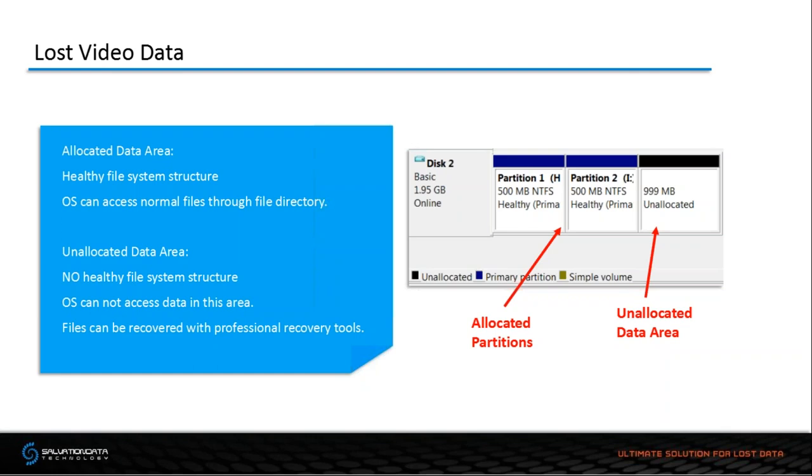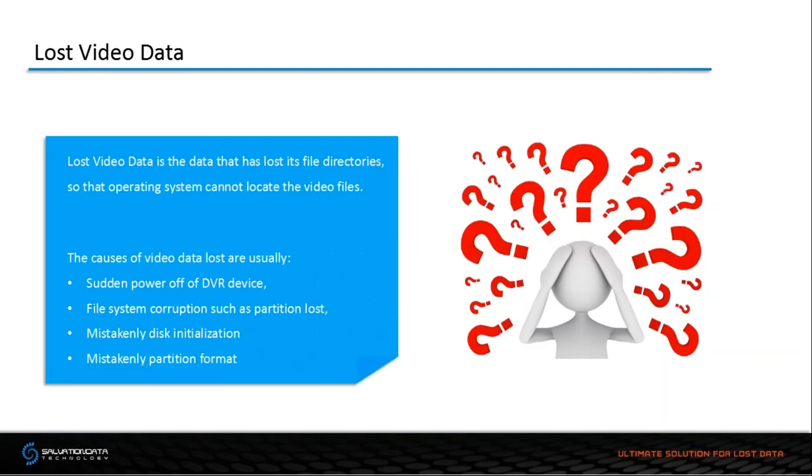But unallocated data area has no healthy file system structure. Operating system cannot access data in this area. Files can only be recovered through a sector-by-sector scan with professional recovery tools. So video files that somehow end up in the unallocated data area are called lost video data. They are usually caused by sudden power off of DVR device, file system corruption such as partition lost, mistakenly disk initialization, and mistakenly partition format.